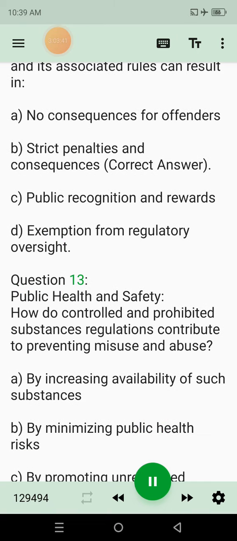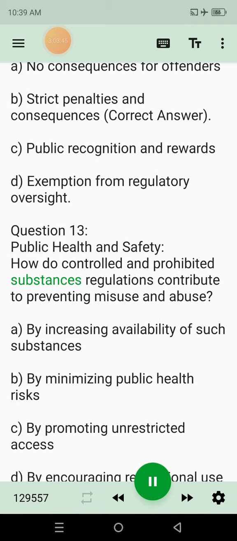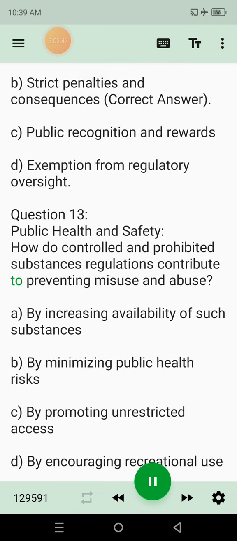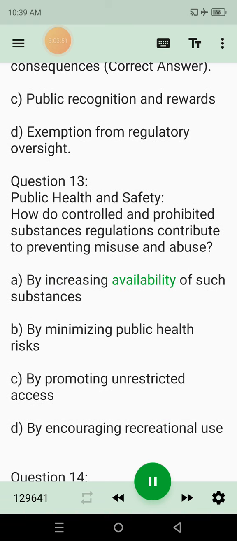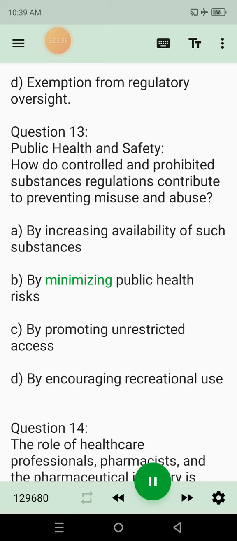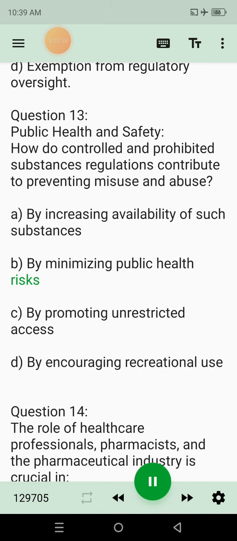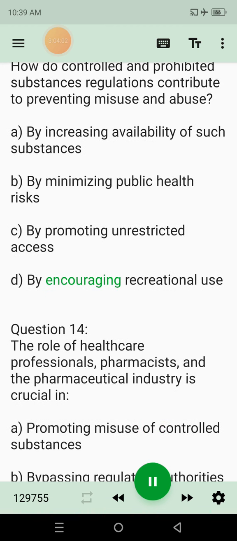Question 13. Public health and safety. How do controlled and prohibited substances regulations contribute to preventing misuse and abuse? A. By increasing availability of such substances. B. By minimizing public health risks. C. By promoting unrestricted access. D. By encouraging recreational use.